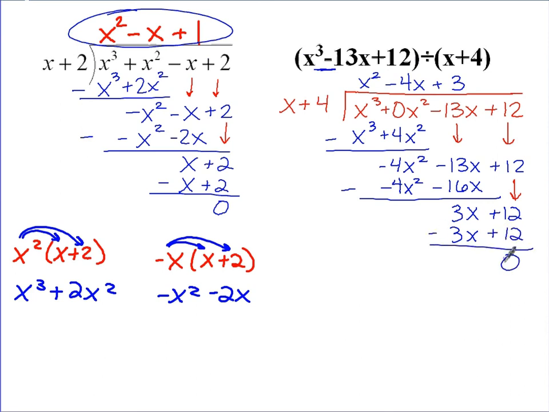This subtracts to 0, so I have no remainder. And my answer is x squared minus 4x plus 3. And that is how you divide polynomials.